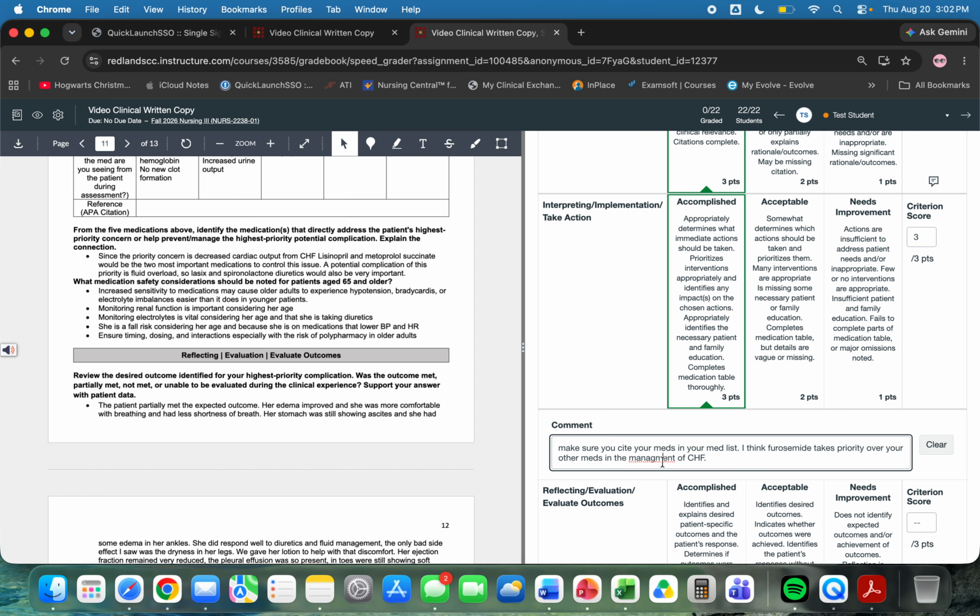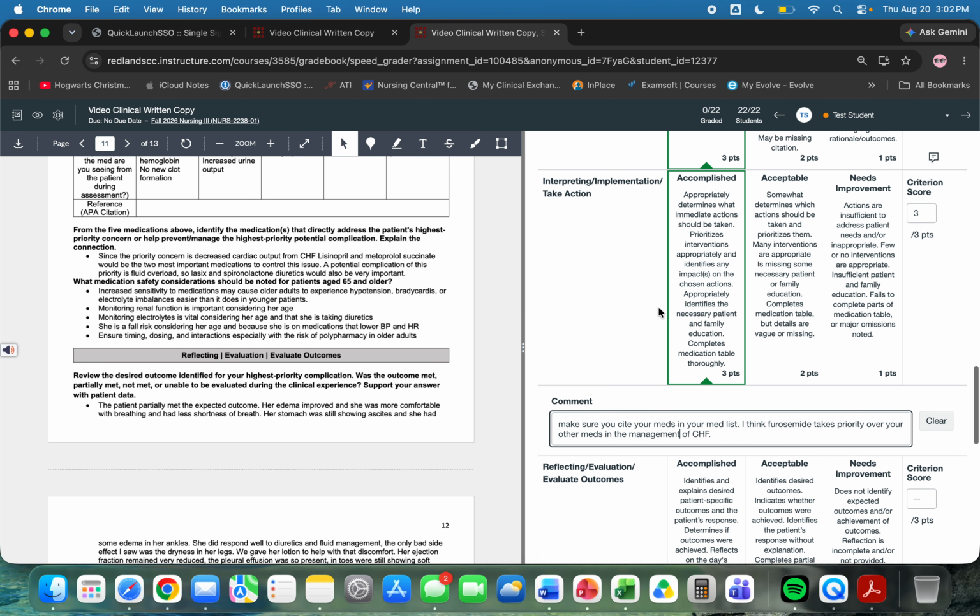So if I'm looking at my criteria over here on my grading, it looks like she did the majority of it. Appropriately determines what actions should be taken. Her interventions are prioritized appropriately. Identifying the necessary patient and family education, and then completing the med table thoroughly. She does a pretty good job. Again, the only thing I could nitpick her on, and I'm not going to take a whole point off, is understanding the priority of your meds, right, and citation.